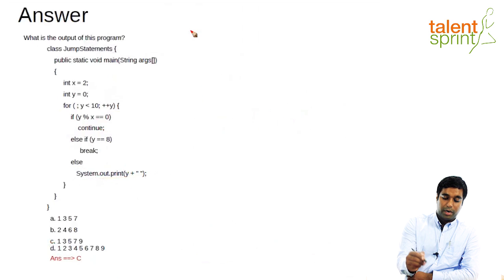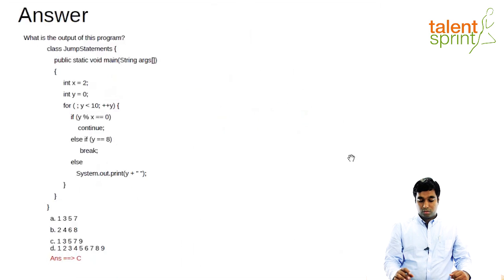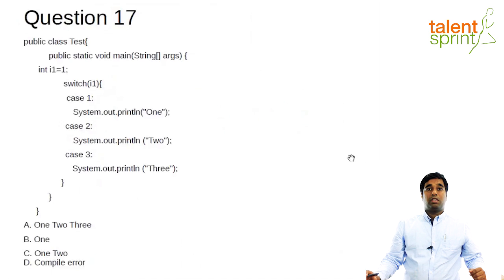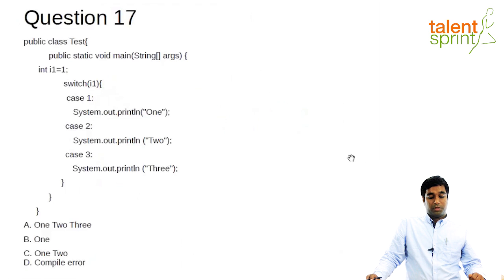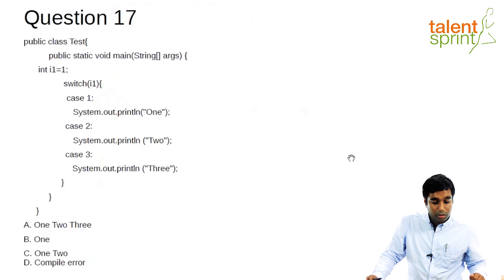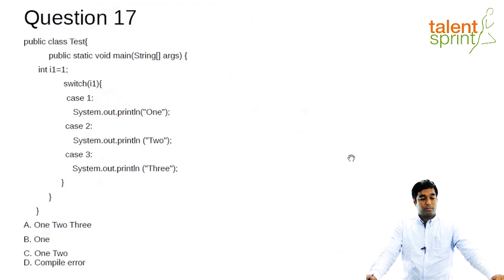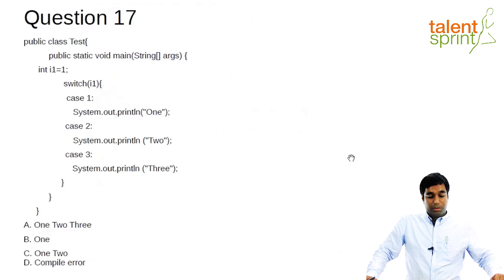So I really hope that the concept over here is clear, and I'm going to now quickly move to our last question of this class of the day, question number 17. So here's question number 17. It's about the switch programming construct. Have a look at question number 17 and try to give the answer. Just say the question number and give the option.